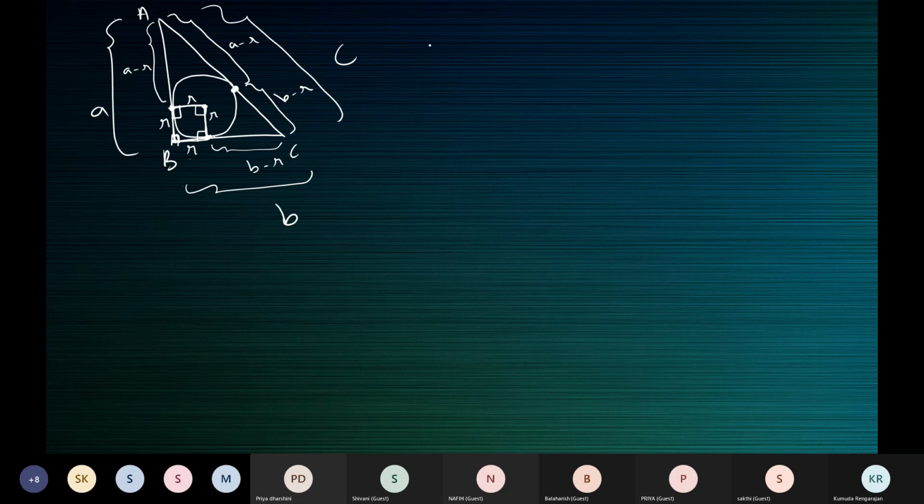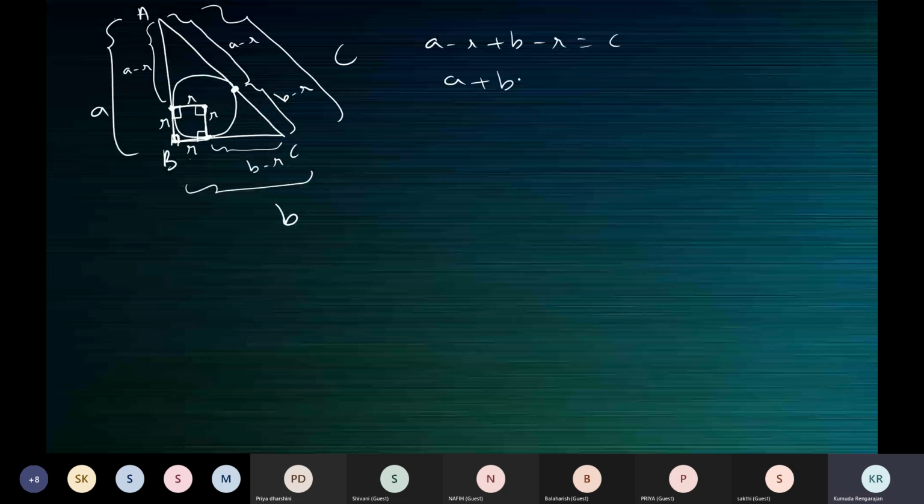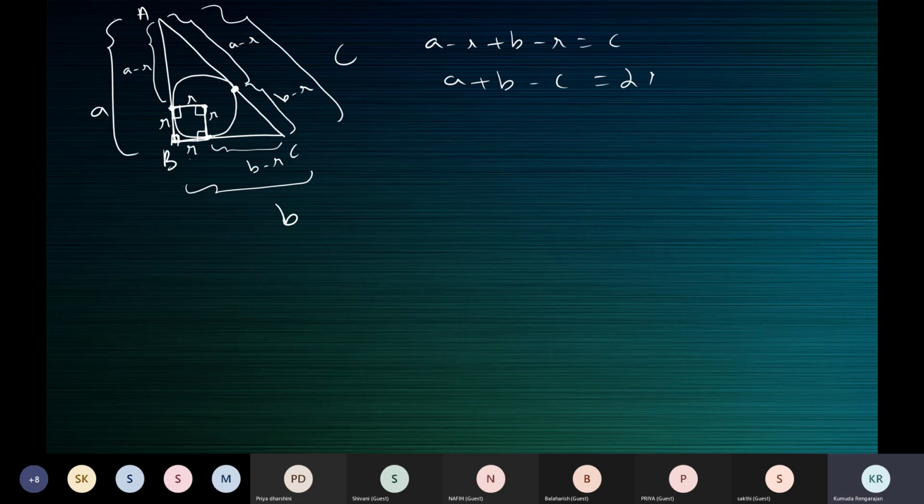Now, we see that A minus R plus B minus R is equal to C. So A plus B minus C is equal to 2R, or 2R is equal to A plus B minus C. R is equal to (A plus B minus C) by 2. Sum of the legs minus hypotenuse by 2 is the value of the inradius.